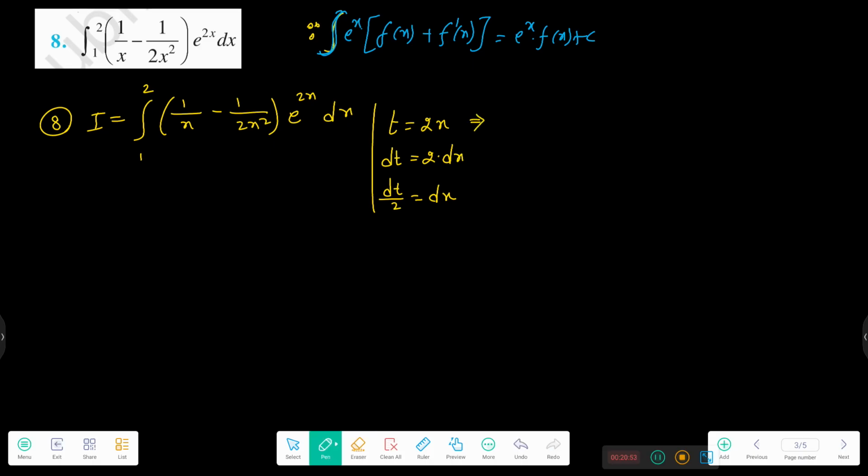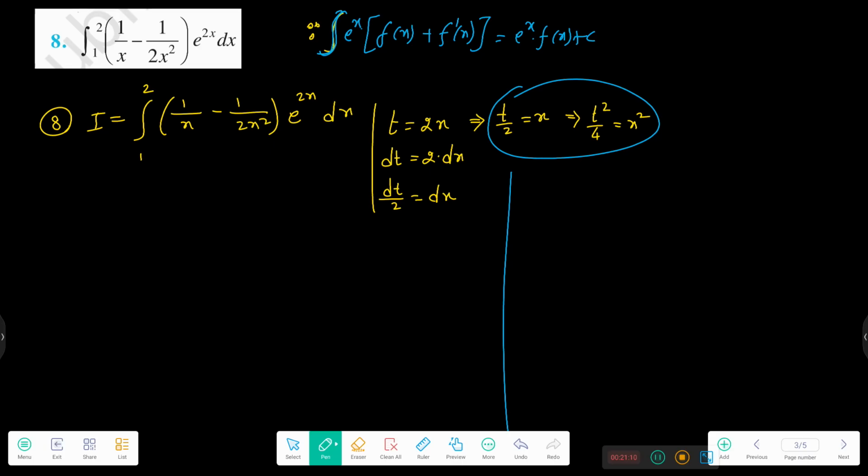So from here you can find x. The x value: t divided by 2 is equal to x. And I need x square also. When you square both sides, what will you get? t square divided by 4 is equal to x square. But this is all important. I'm going to replace these things in the question.